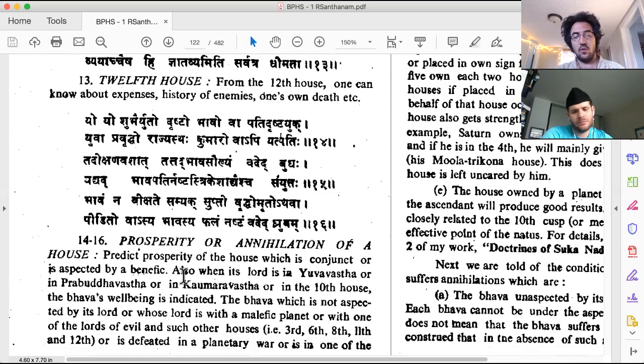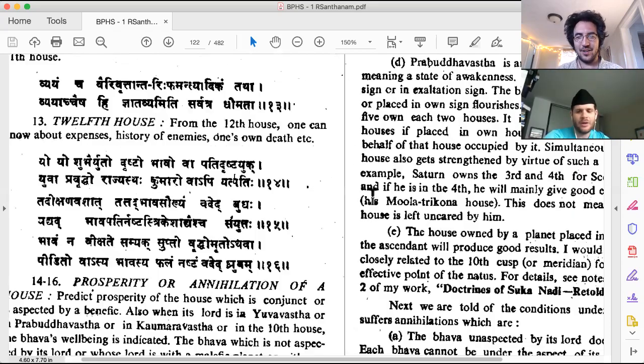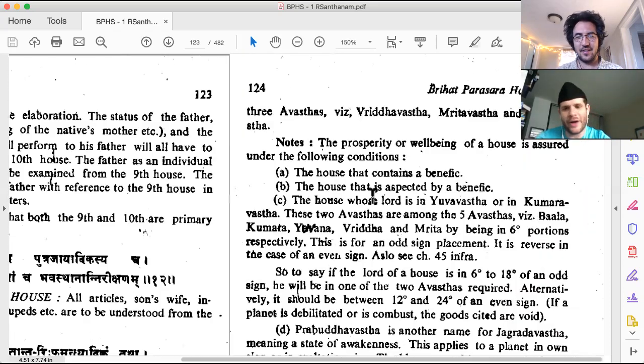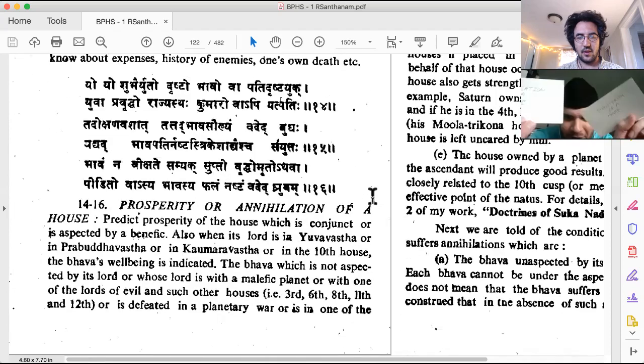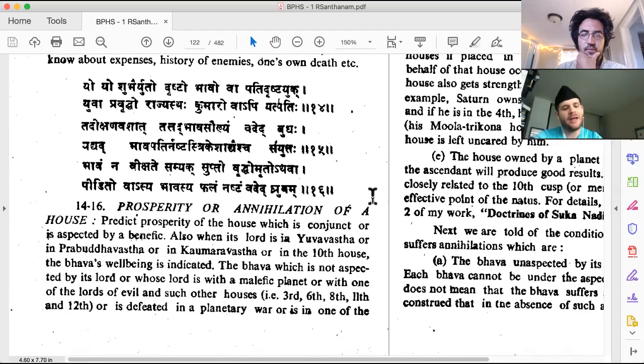Whereas if the lord is... anyway, I have it right here. So if you want me, go ahead. Yeah, sorry. There are two ways of knowing the annihilation of a house or the prosperity of a house. Basically, 5 points.